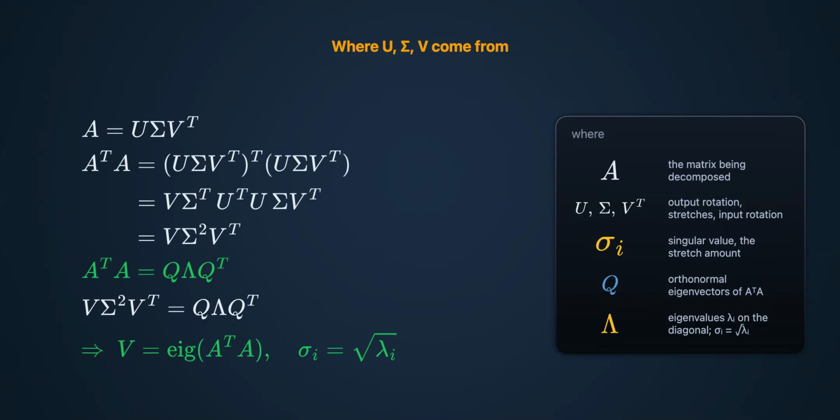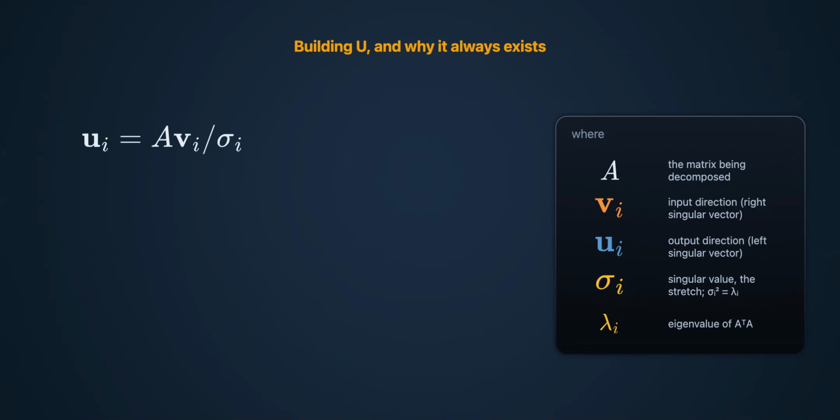And A transpose A is symmetric for every matrix A, square or rectangular. So the spectral theorem always applies and always hands us V and the singular values. We have V and sigma. Now build U and check the whole thing holds. We want the action form AV equals sigma U, so define U as AV scaled back by its sigma.